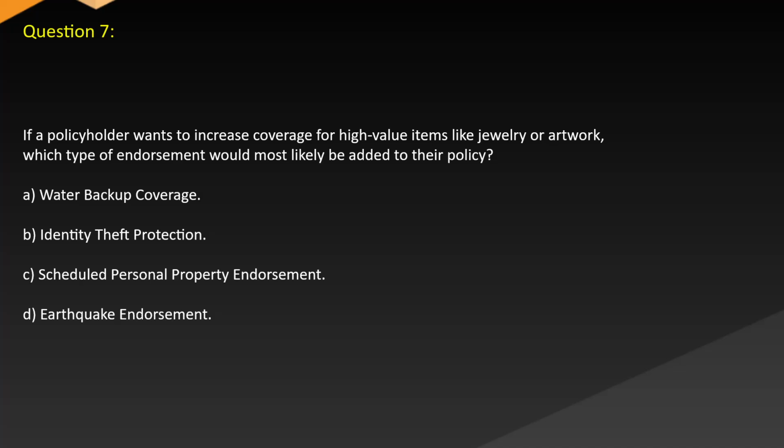Question 7. If a policyholder wants to increase coverage for high-value items like jewelry or artwork, which type of endorsement would most likely be added to that policy? A. Water backup coverage. B. Identity theft protection. C. Scheduled personal property endorsement. D. Earthquake endorsement.